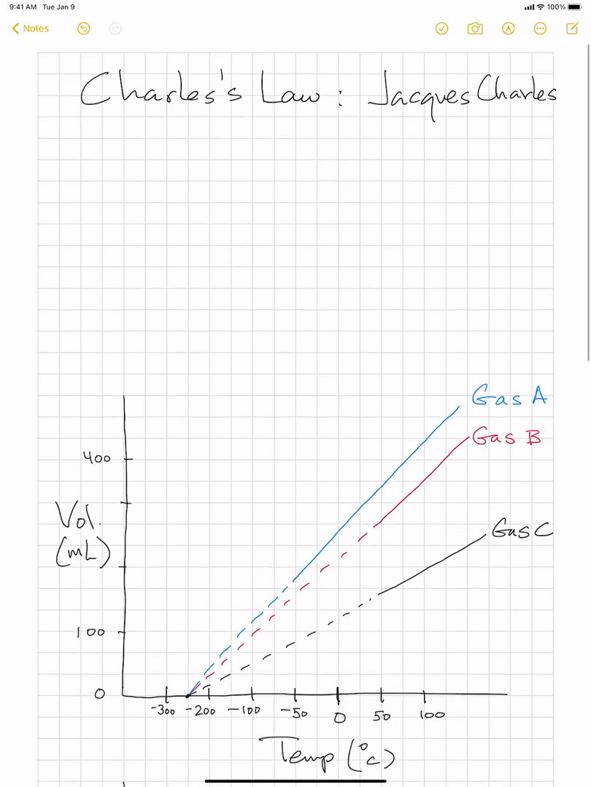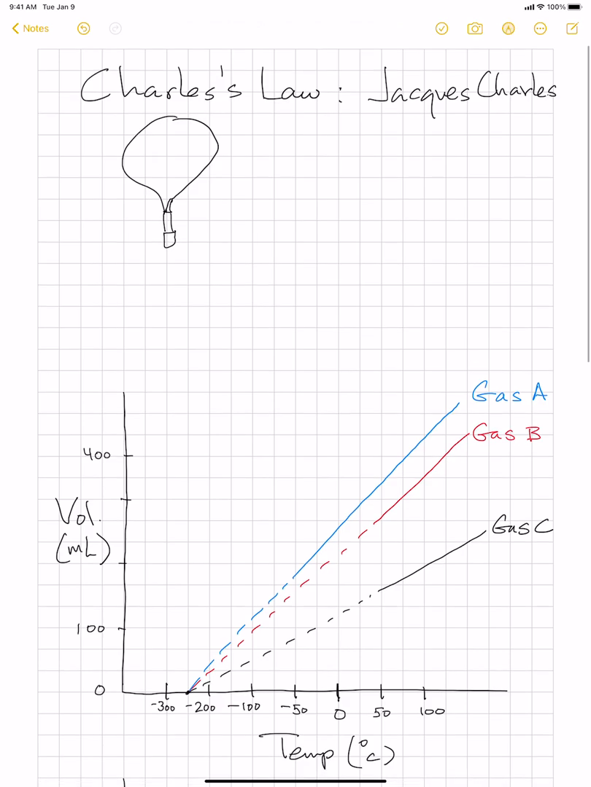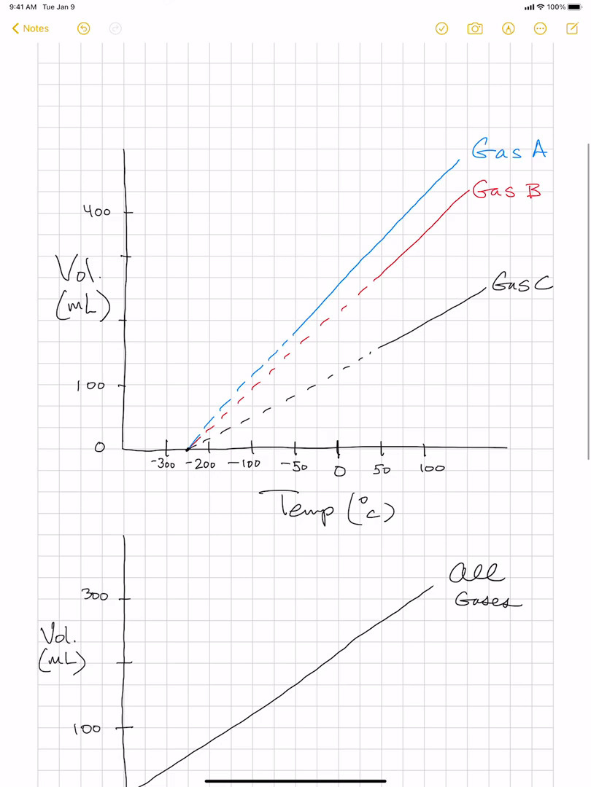One of the things he noticed is that when he added heat to his hot air balloon, the balloon would expand in size. So the volume would increase. What he was concerned with was the relationship between temperature versus volume. And being a scientist, he set out to find a mathematical relationship between these two factors for gases.